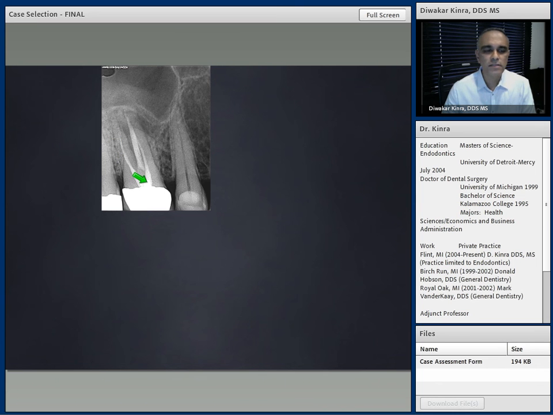But if we take a look at this mesial buccal canal, we'll see that the access aperture looks pretty decent. But when you take a look at the canal, look at where the canal's at here. The canal is not centered in the outline of the root. And when it's not centered, that means that there's some additional canal space that was missed.